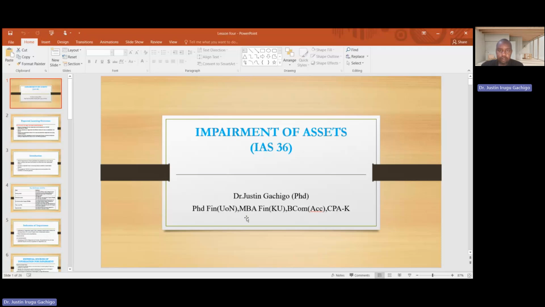Okay, good morning. Today I want us to go to the next topic, and today we will be discussing a topic by the title Impairment of Asset, and this is normally guided by IAS number 36.